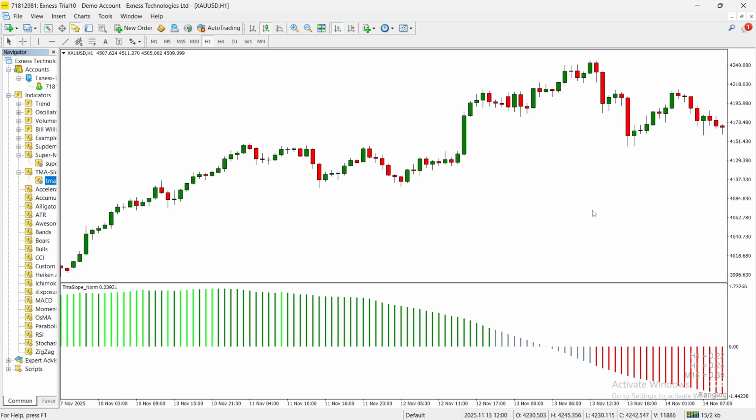This overview from the Forex Geek highlights how double smoothing creates a more stable moving average that responds only to strong and prolonged price moves.